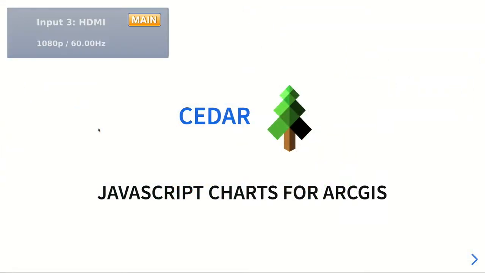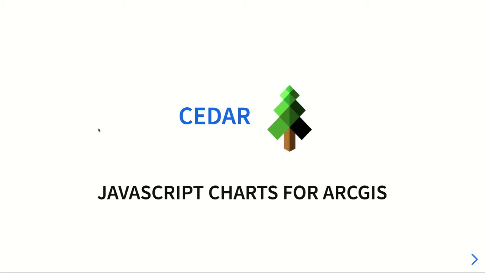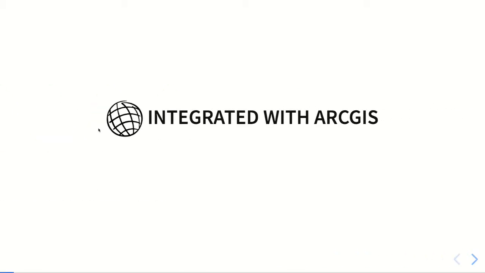So yeah, if you're like me, they've been doing great work over in Pro and Python, and if you're a web developer like me, there's not a whole lot of way for you to benefit from that yet, and that's what we're working on. In the DC R&D Center, we've been working on a library called Cedar that you may have heard of before, and the goal of Cedar is to be a JavaScript library for charts for ArcGIS.